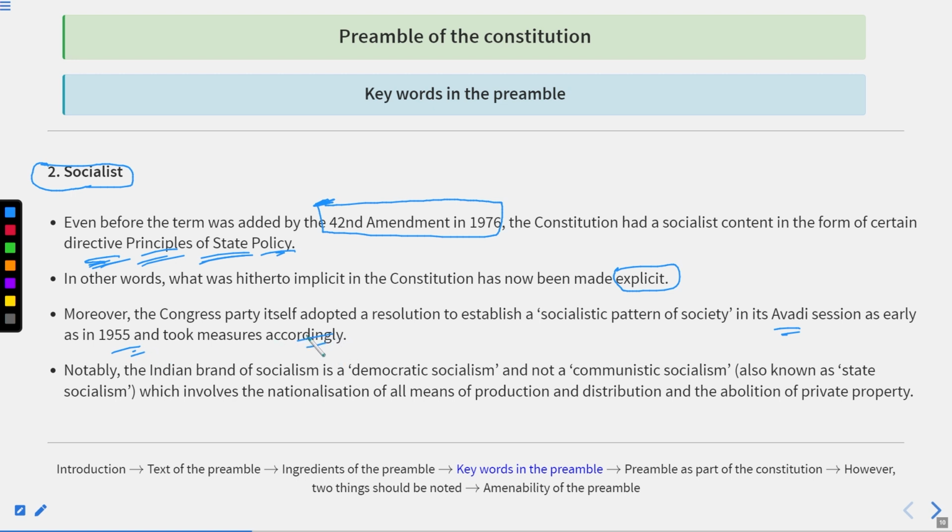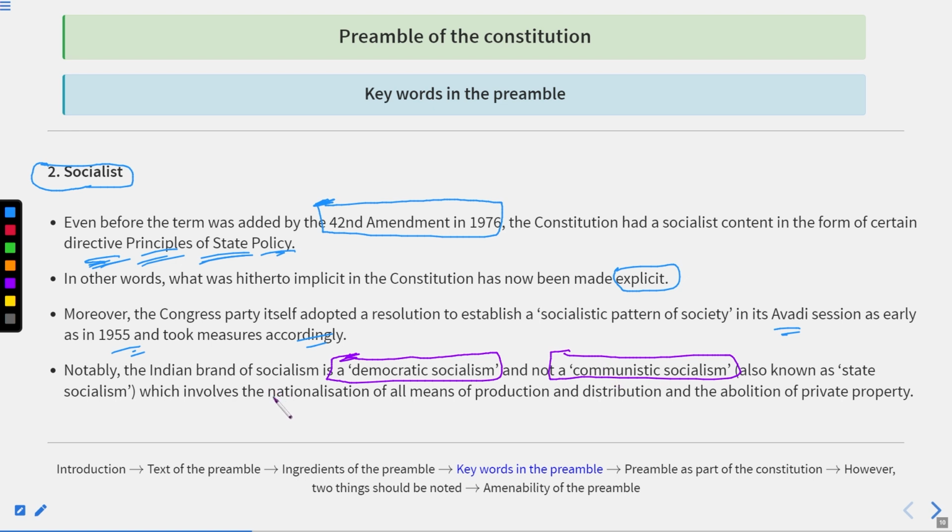Notably, the Indian brand of socialism is a democratic socialism and not a communistic socialism, also known as state socialism. It means that in India, democratic socialism means that through government policies and welfare approach, we should show socialist behavior with the people, not like a communist. In communism, all the resources are held by the government, and the government decides what to produce, how to produce, and for whom to produce. These are the three basic questions.